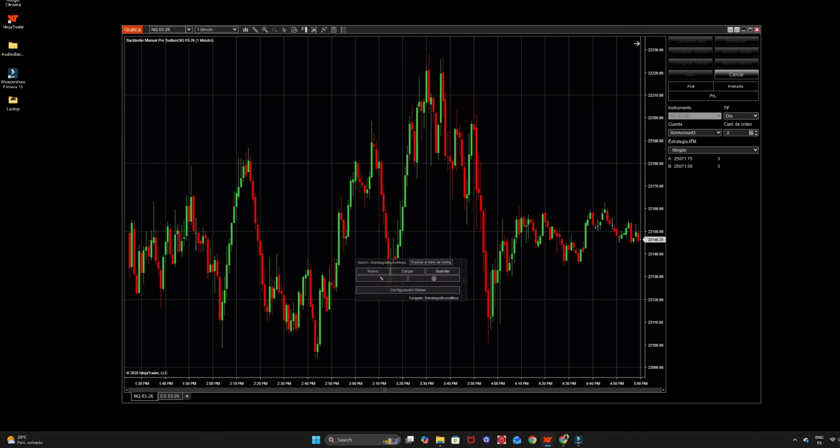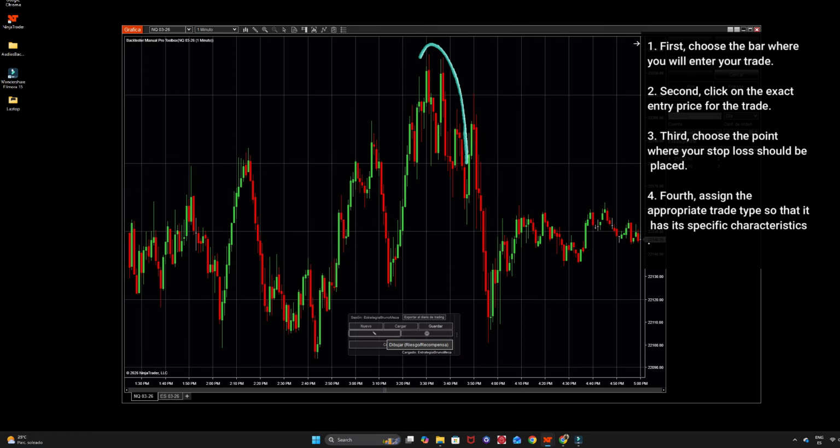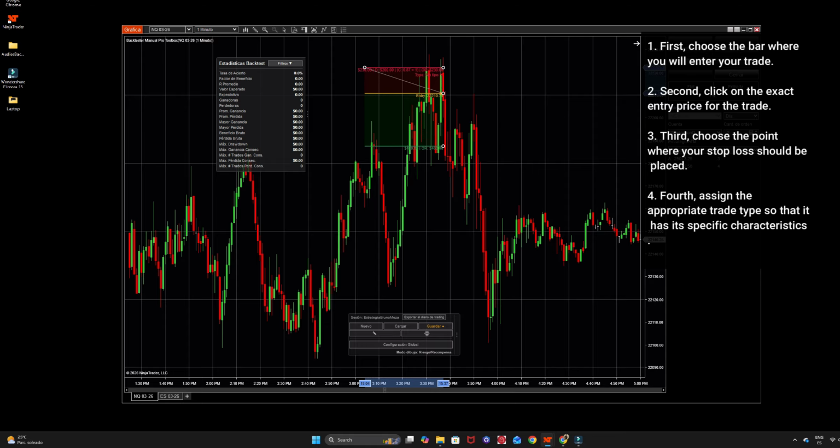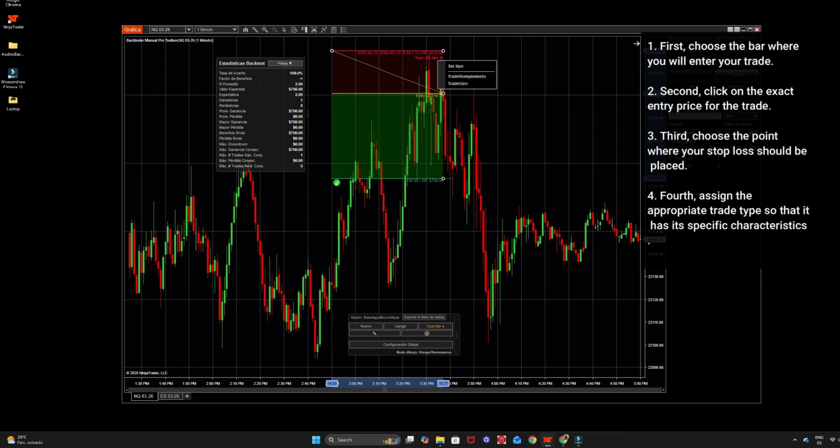Finally, you must go day by day, drawing the trades you would have entered according to your trading plan. Remember that to draw your trades you must click the pencil button and draw your trade on the chart. To plot your trade correctly, you must, first, choose the bar in which your trade will enter. Second, click on the exact entry price of the trade. Third, choose the point where your stop-loss should be. And fourth, assign the trade type that corresponds to it, so that it gets its characteristics.